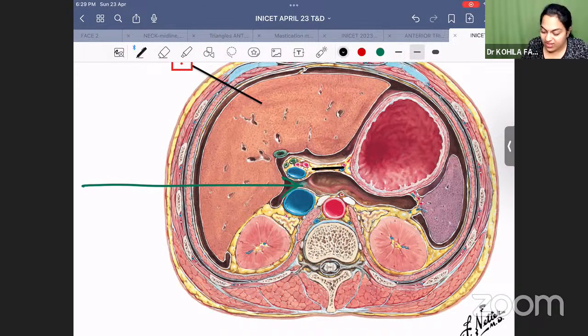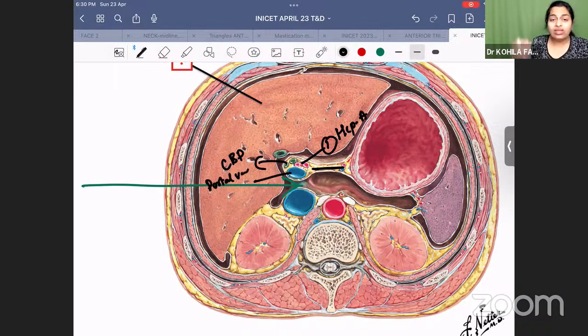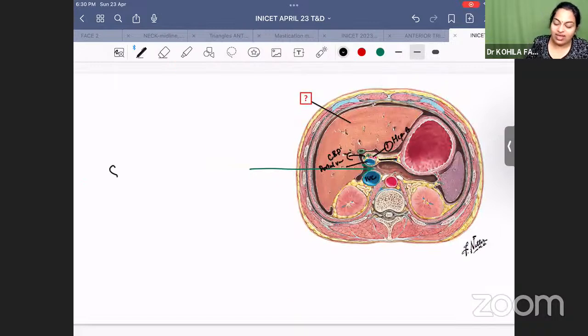On the left side, right? This is the hepatic artery, right? This is your hepatic artery. This one here, that's the common bile duct. This blue one here, that's the portal vein. All these three in the right free margin of the lesser omentum form the anterior boundary of the epiploic foramen, and posteriorly, inferior vena cava.